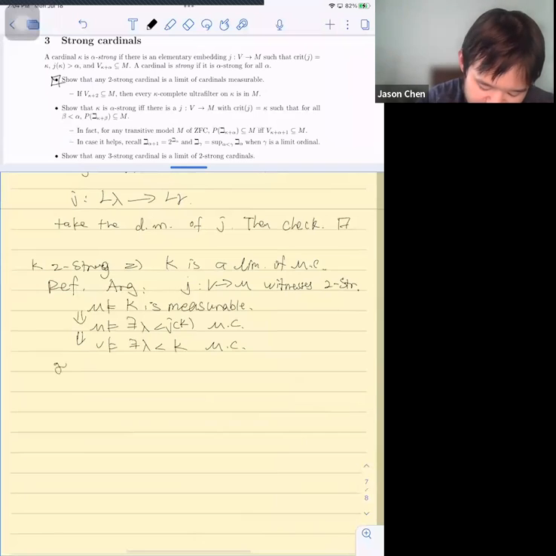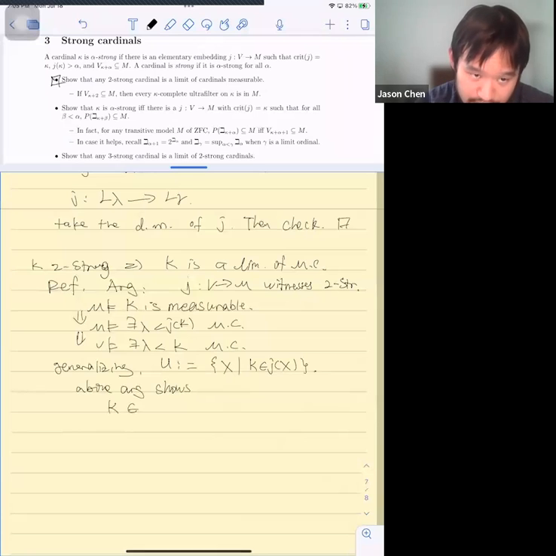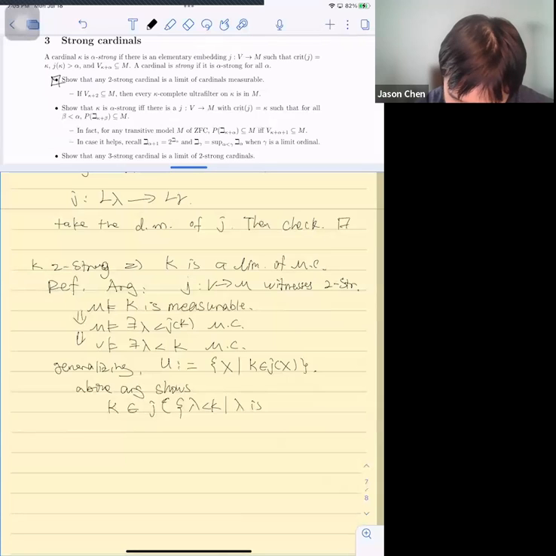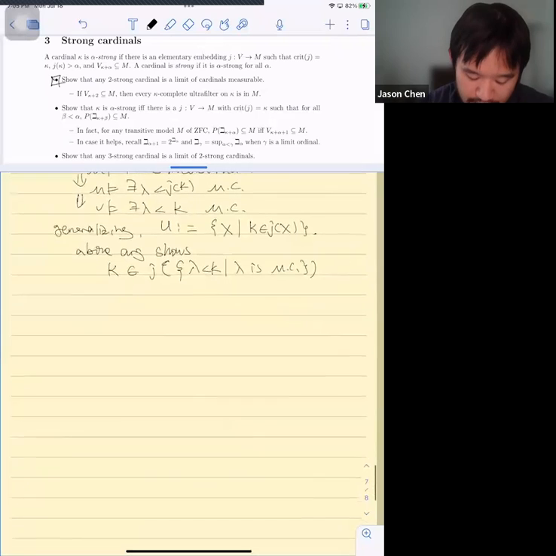Right, again, generalizing a little. So this shows that there must be one. So if U is the derived measure, then the above argument shows that kappa is in j of this set, the set of measurable cardinals below kappa, MC, right? Which shows that there's a measure one set of measurable cardinals below kappa. Okay.